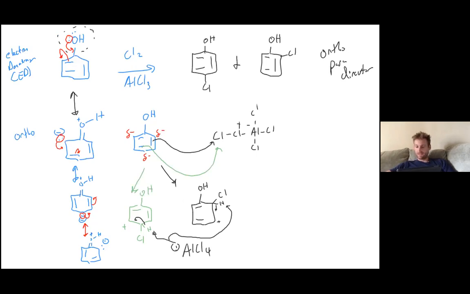All right, so that's an ortho-para director. A meta director is going to be what's referred to as an electron withdrawing group. They're a little easier to recognize because they really just have any sort of carbonyl for the most part. So taking a look at almost the exact same reaction with benzaldehyde, Cl2, AlCl3.